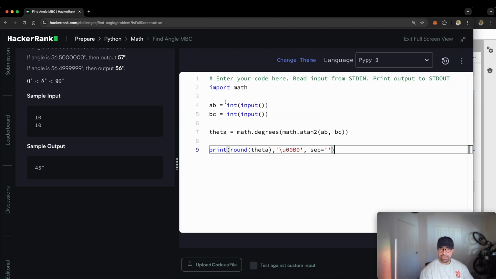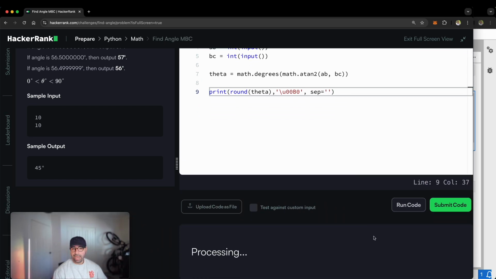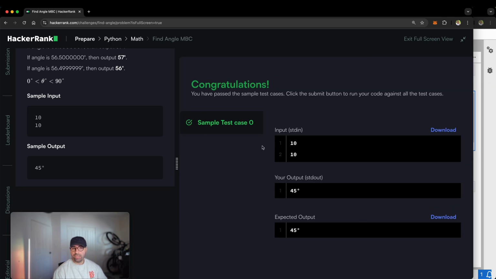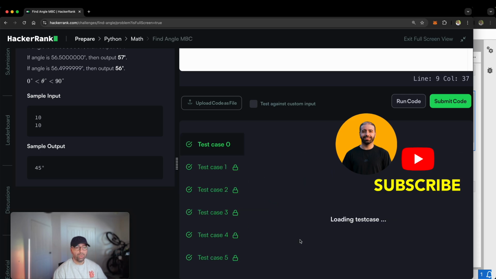Let's see, paste that here, and I'll move my face to the other side, run the code, and fingers crossed this will be successful. It is successful with one test case. I need to submit the code and make sure all test cases are successful, which they are.